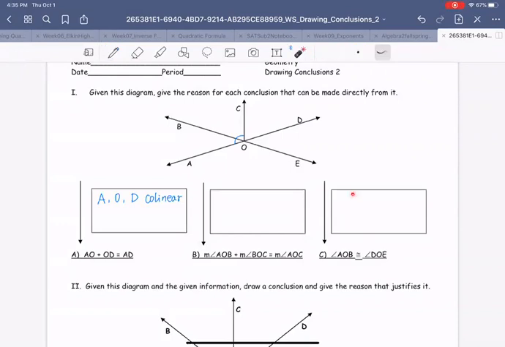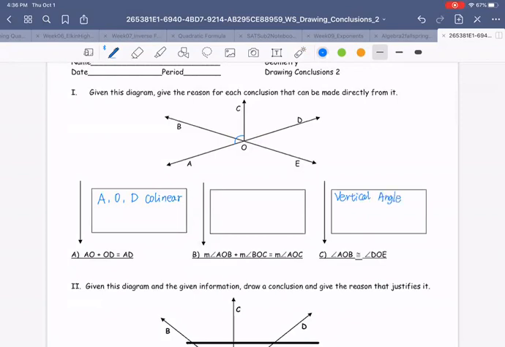Let's do this guy. Angle AOB and angle DOE. You know this reason, right? You can see this is vertical angle. Remember? That's vertical angle, okay? You write down vertical angle.